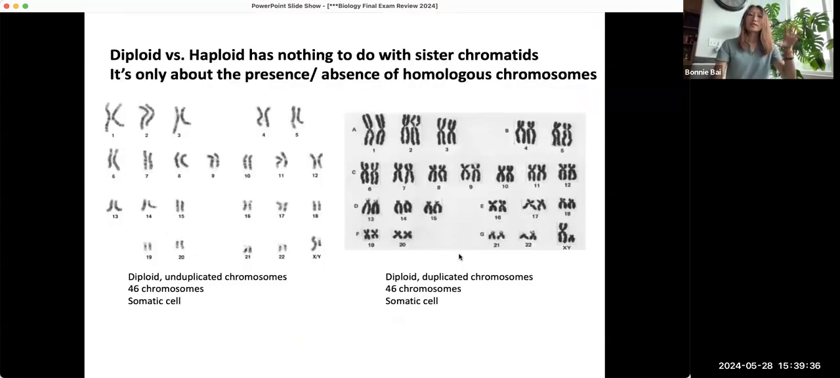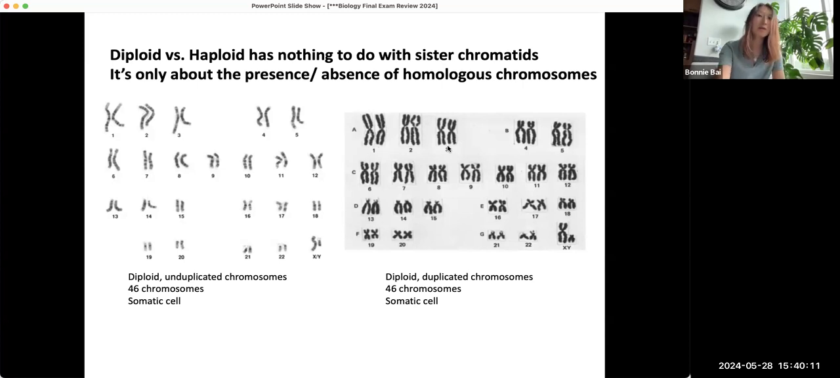All right, now, diploid and haploid really has nothing to do with sister chromatids at all, because in these two images that we can see on the left versus on the right, both of them are actually diploid cells, right? On the left side, we have the same image as we saw before. There are 23 pairs of chromosomes. There are no sister chromatids, so the DNA is not duplicated yet. Versus on the right side, we still have 23 pairs of chromosomes, but these are 23 pairs of chromosomes that have all gone through DNA replication. So there's still 23 pairs, right? This is 1 and then 2.